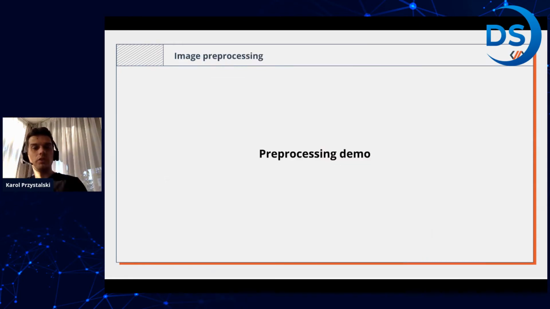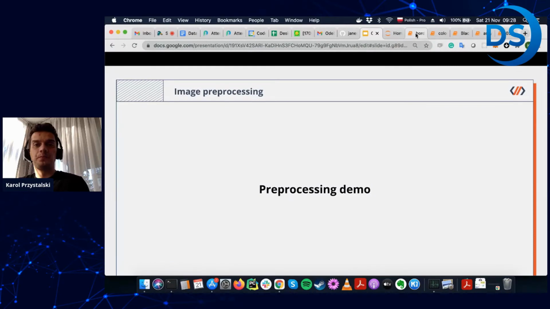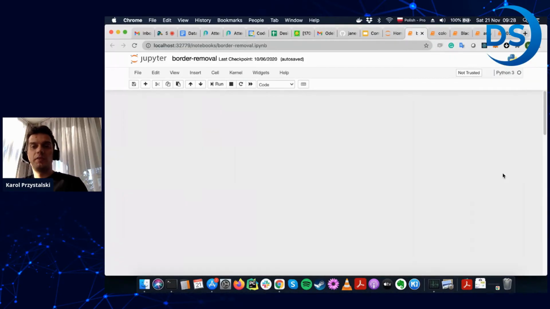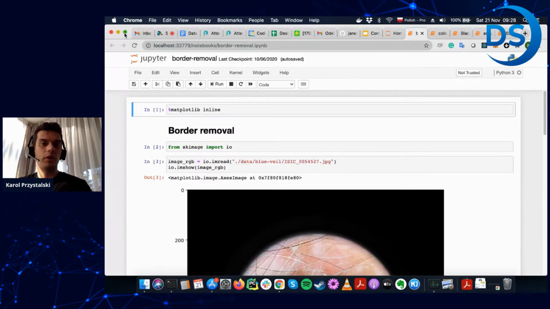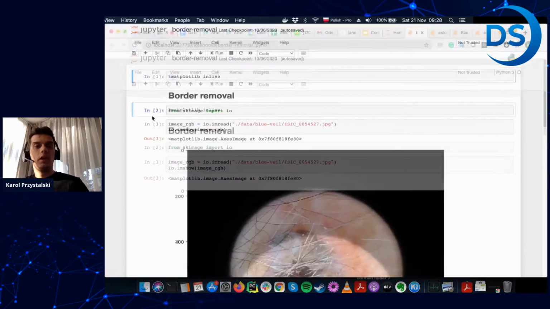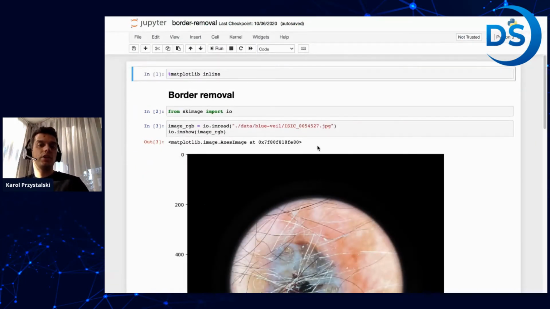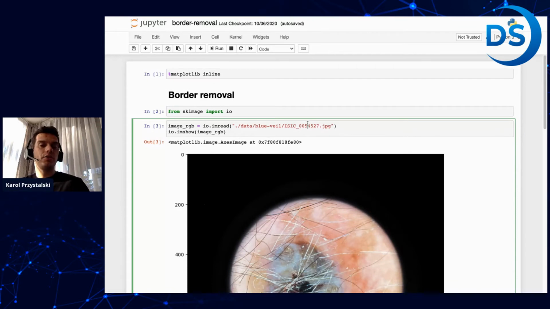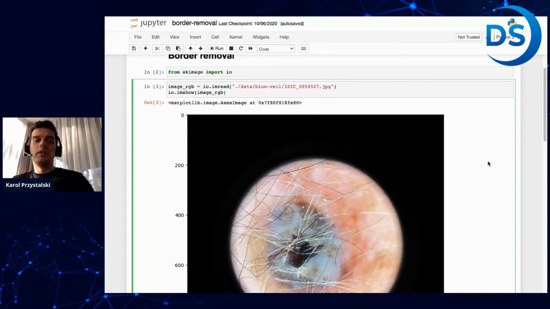So what we did, we have done some pre-processing. We use some pre-processing methods. Let me show you these. First of all, let me show you some notebooks. Here we go. As you can see, I just used the ISIC because I cannot really share the other database, but that's not a problem.